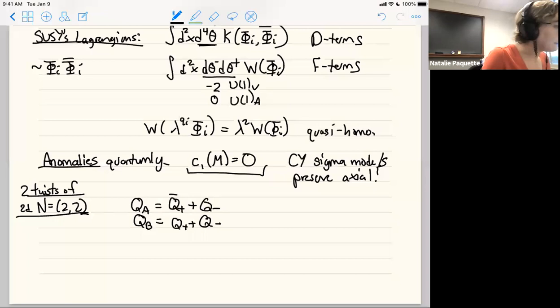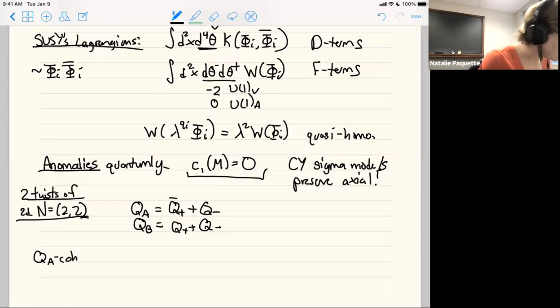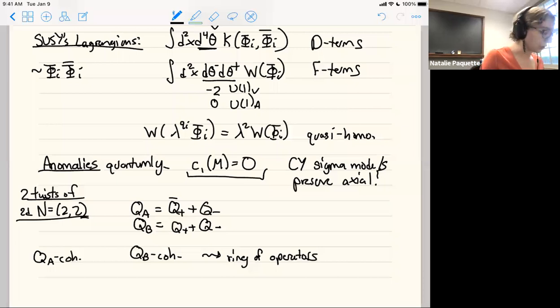And we can consider either the QA cohomology or the QB cohomology, depending on which twist we want to take. And I can focus on the cohomology of operators. Remember, these will form a ring of operators. I will shortly do an honest topological twist, but right now I'm just considering cohomology, prior to any choice of twisting morphism. I will make a choice of twisting morphism when I study these theories, however.